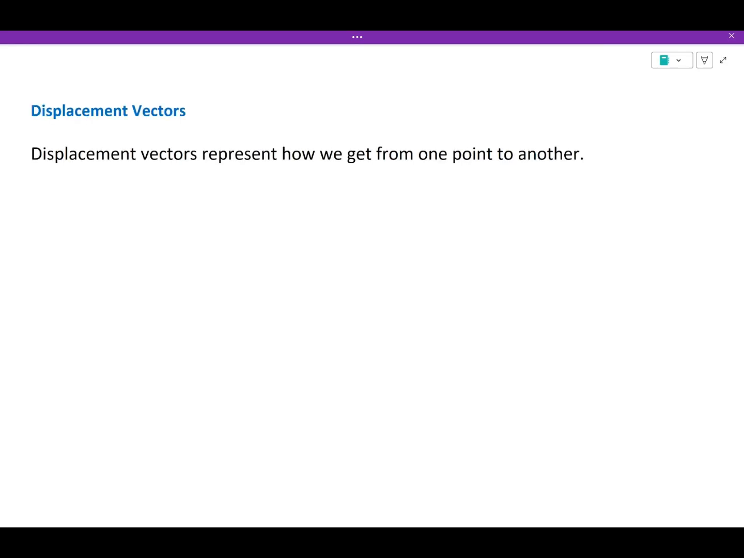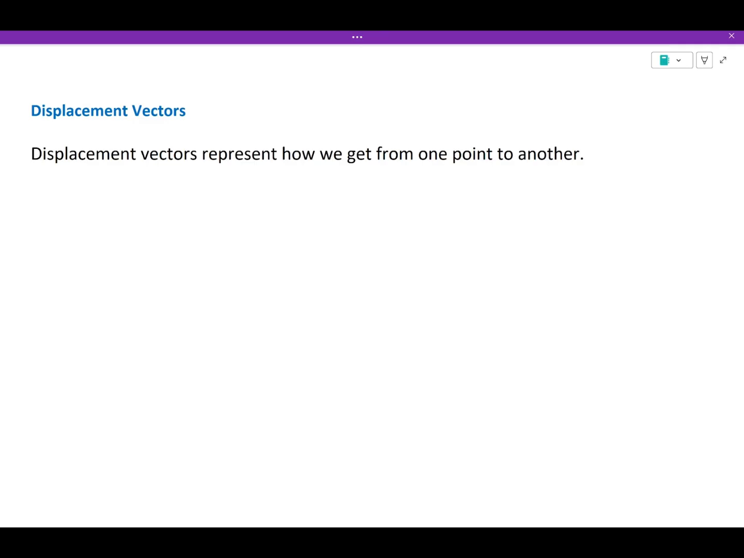We're now going to have a look at displacement vectors. Now, a displacement vector represents how we get from one point to another. So a position vector, which we just talked about, is a type of displacement vector, because a position vector tells us how we get from the origin to another point. However, displacement vectors in general don't have to start at the origin. They can start at any other point.